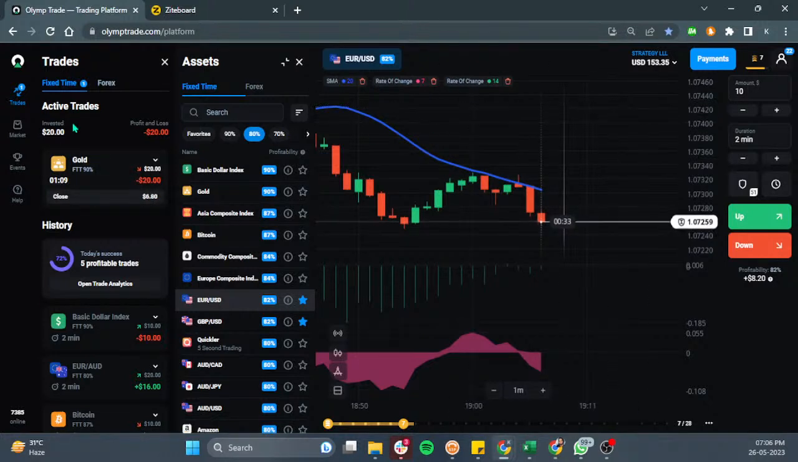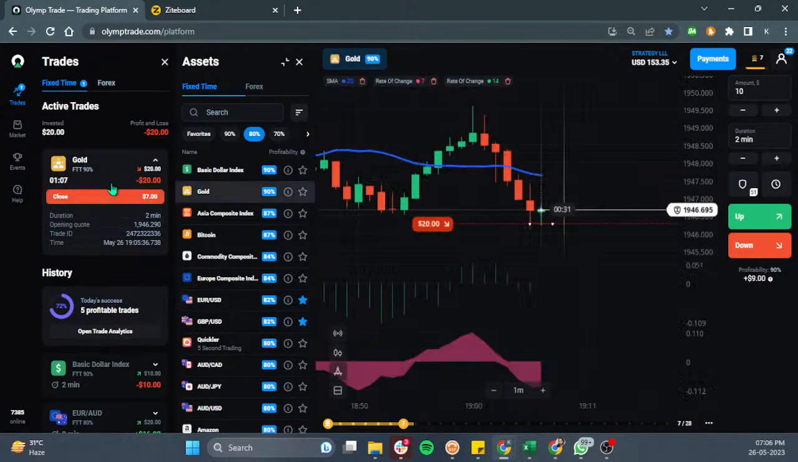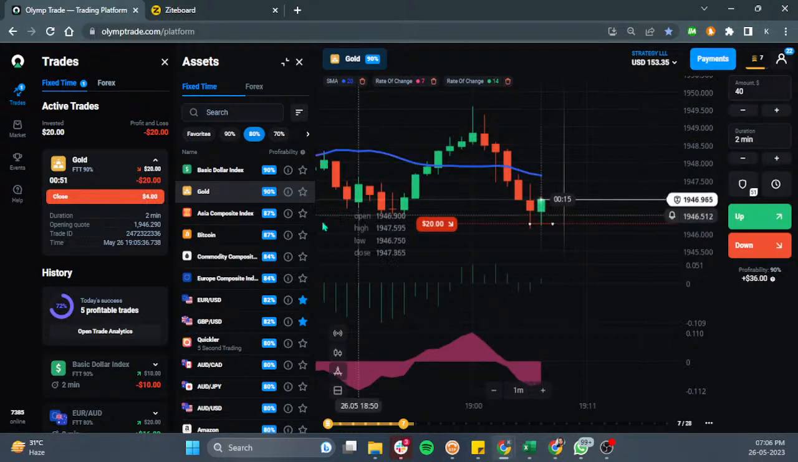I don't think this will go in profit considering the gap it has right now. It's quite difficult. In case this one goes loss, I will have to open a trade for 40 USD to recover the amount. But again, guys, make sure you open a trade based on your account balance.